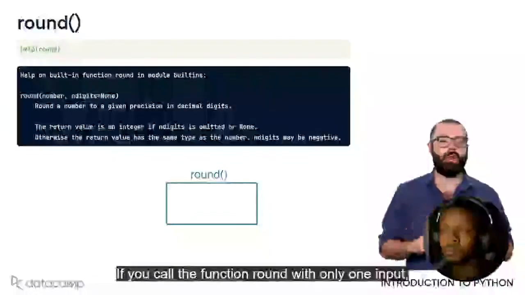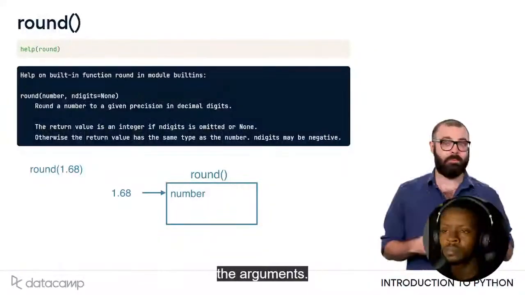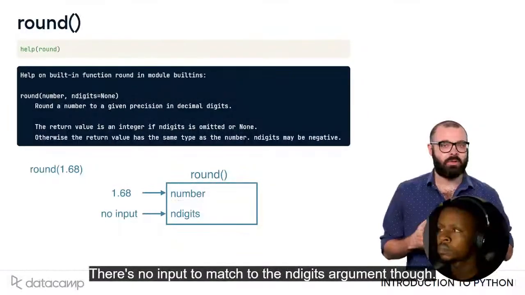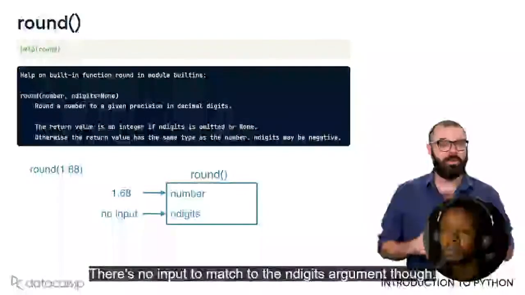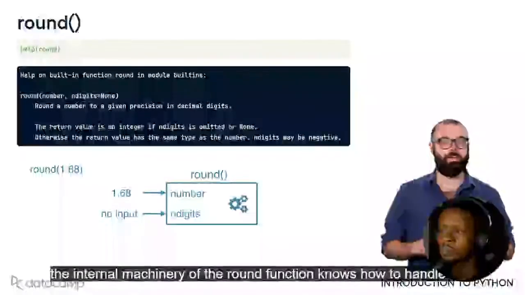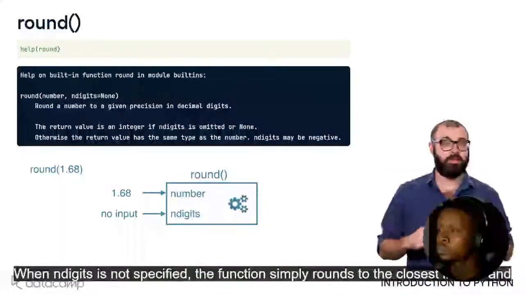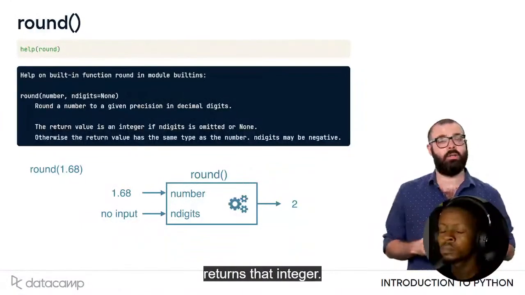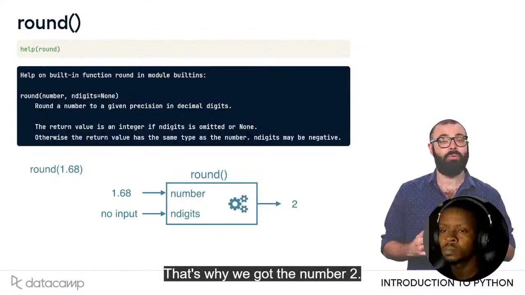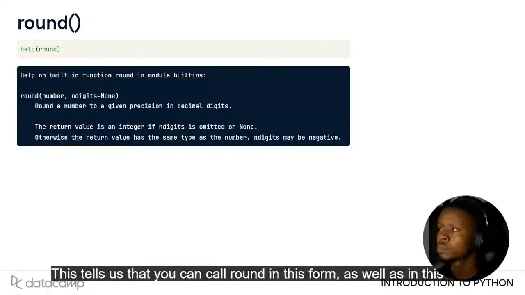If you call the function round with only one input, Python again tries to match the inputs to the arguments. There's no input to match to the ndigits argument though. Luckily, the internal machinery of the round function knows how to handle this. When ndigits is not specified, the function simply rounds to the closest integer and returns that integer. That's why we got the number 2. In other words, ndigits is an optional argument. This tells us that you can call round in this form as well as in this one.